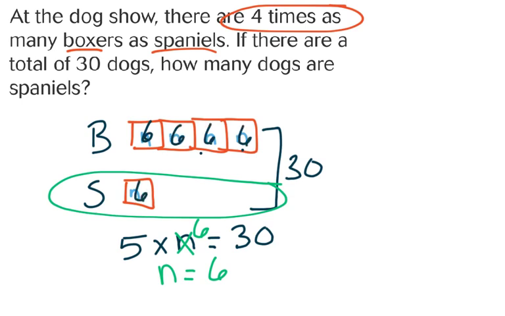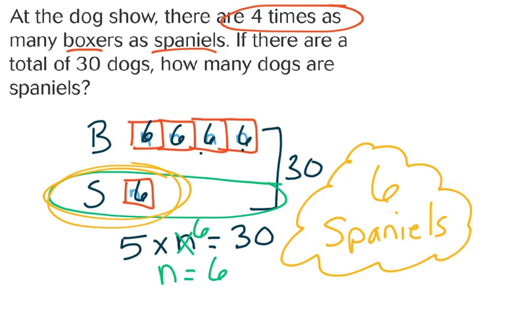Now let me reread my problem. It says if there are a total of 30 dogs, how many dogs are spaniels? This is my number of spaniels. I don't have to take another step because right here by solving for n, I solved my problem. So there are 6 spaniels. And that's the answer to this problem.